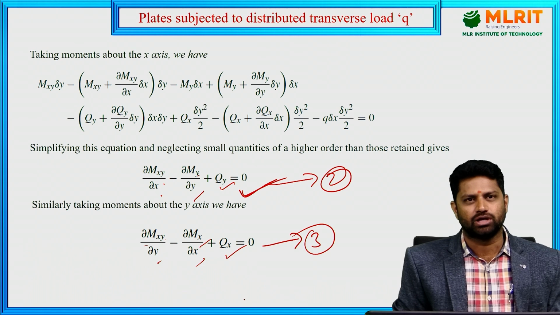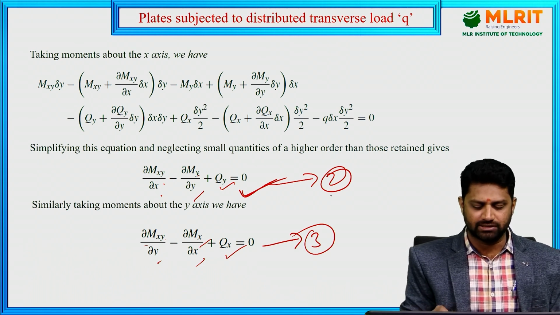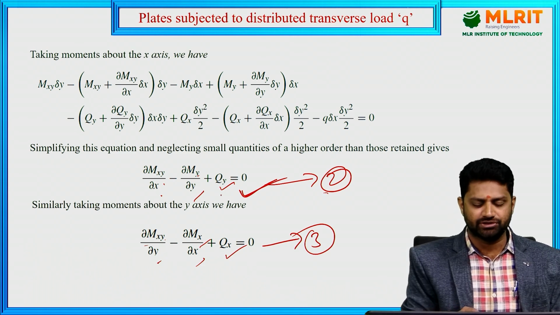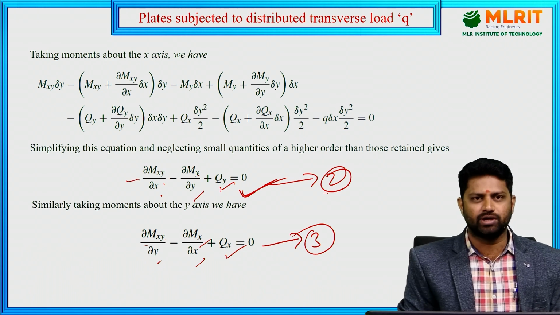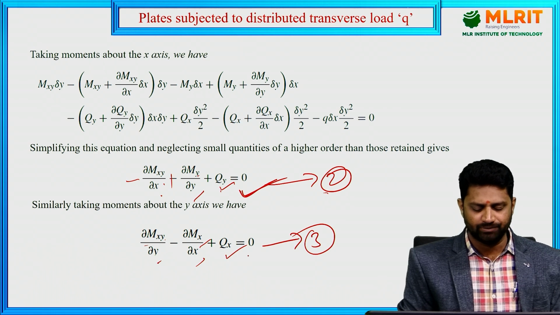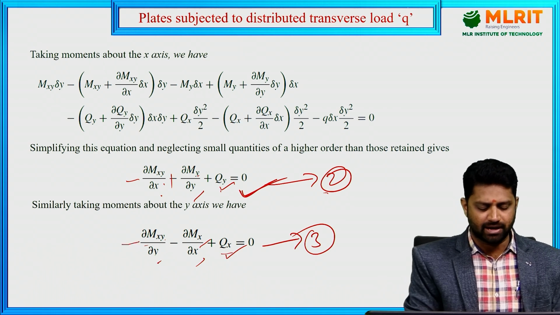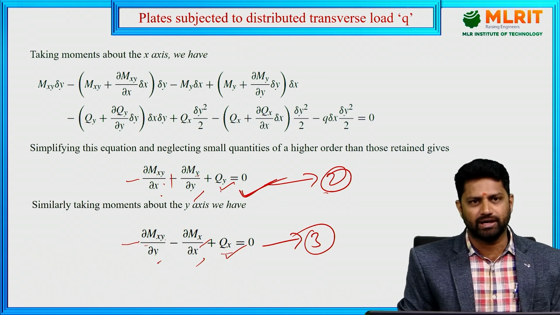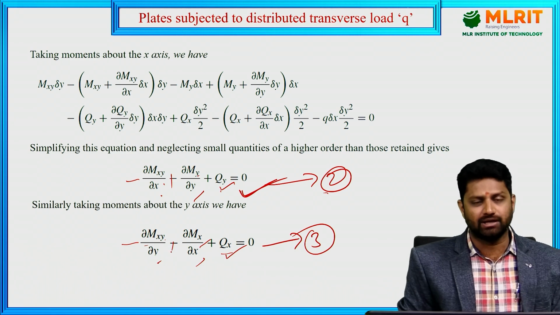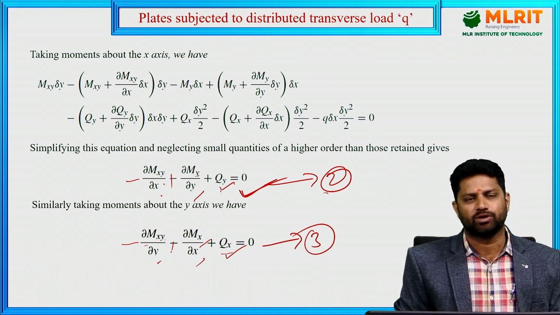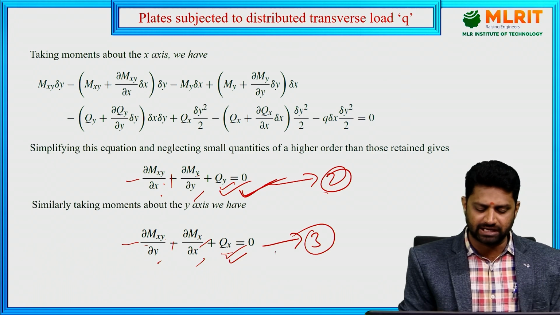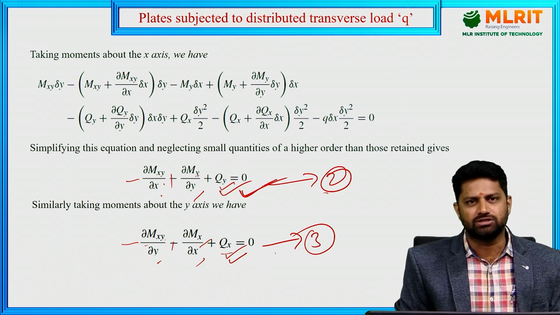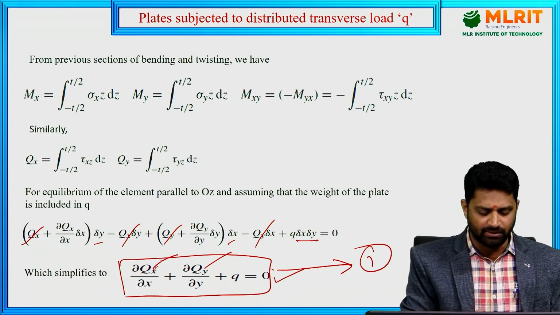Okay, so now from equation 2, we can write qy as minus ∂mxy/∂x plus ∂my/∂y. From equation 3, we can write qx as minus ∂mxy/∂y plus ∂mx/∂x. Let's take qx and qy from equations 3 and 2, and substitute them in equation 1.